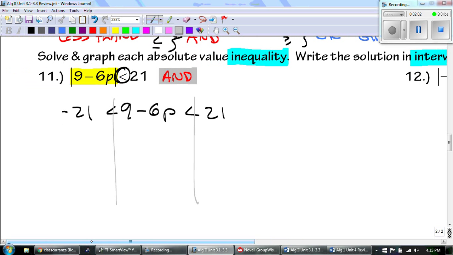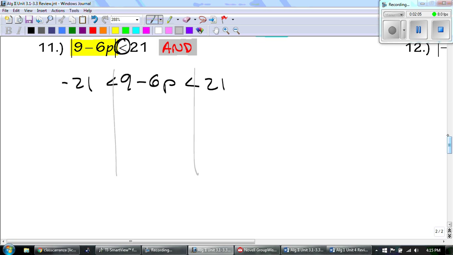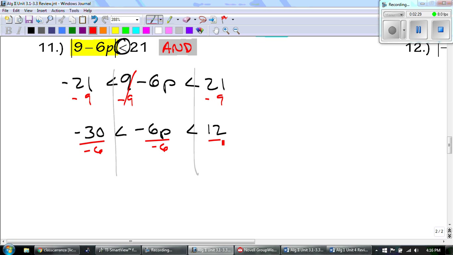As we zoom in here, to solve we just do SADMAP, so I subtract 9. Negative 21 minus 9 is negative 30, is less than negative 6p, which is less than 12. The p is not by itself, so I have to divide by negative 6. And when I divide by negative 6, I have to flip the inequality. Negative 30 divided by negative 6 is a positive 5. 12 divided by negative 6 is negative 2.